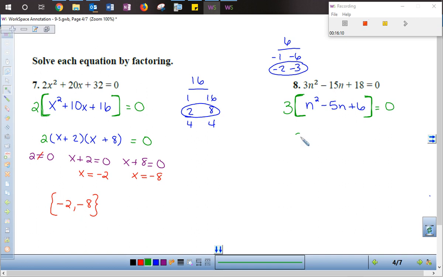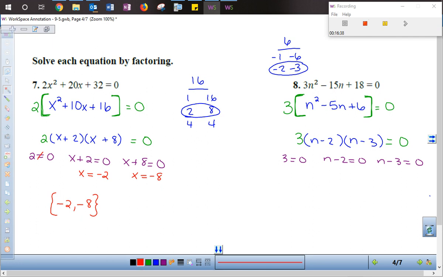So I'm going to bring down my 3 and open up my binomials. The variable goes first, so I have n, and the factors go second, minus 2 and minus 3. Then don't forget, you need to set it equal to 0. Now, I just take each one of my terms and set them equal to 0. So 3 equals 0, n minus 2 equals 0, and n minus 3 equals 0.